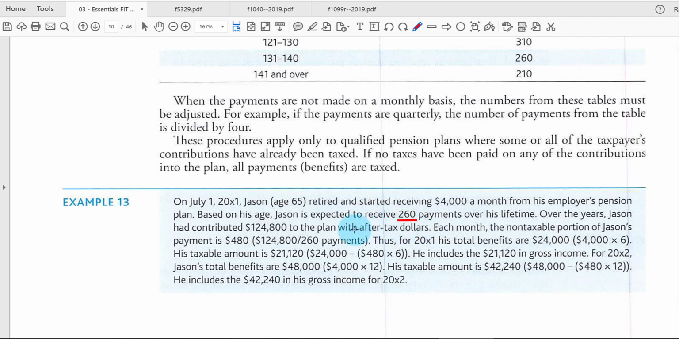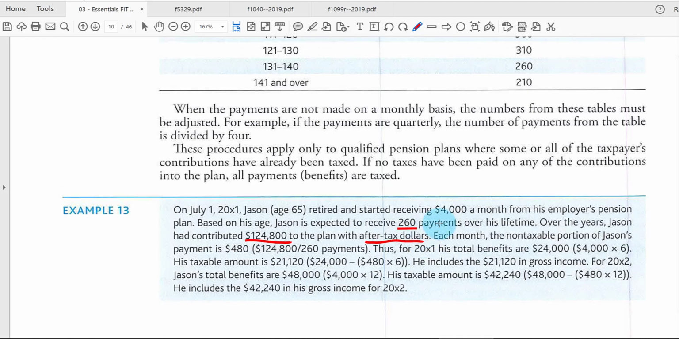We're also told that he had put into the retirement plan $124,800 that he didn't deduct, so he got no benefit as he put this money in. Here they say it's so-called after-tax. He already paid taxes on that contribution, so he should be able to get back $124,800 tax-free over his lifetime. So the question is, now how much of the $4,000 he gets every month is taxable, and how much of it is tax-free coming out of this $124,800?